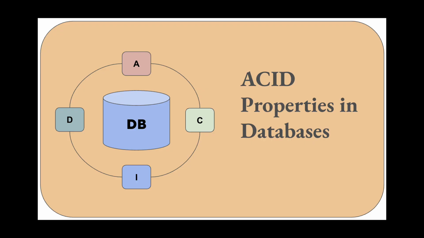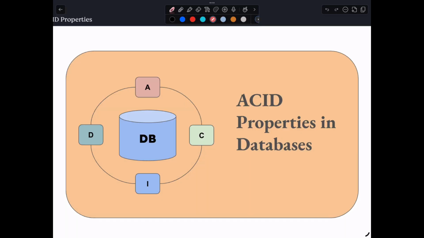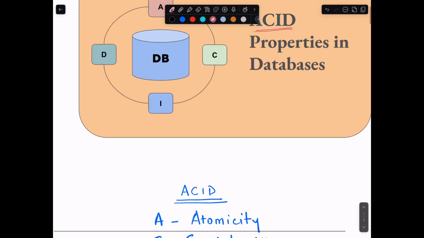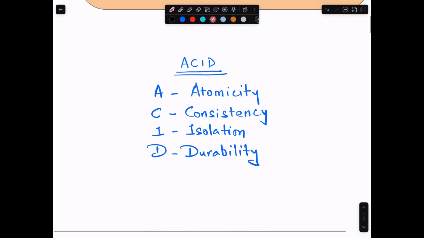Let's dive in. So, what makes a database transaction reliable? That's where ACID properties come in. A set of 4 properties that every transaction should follow to ensure data integrity. Let's look at them. The first one is atomicity.